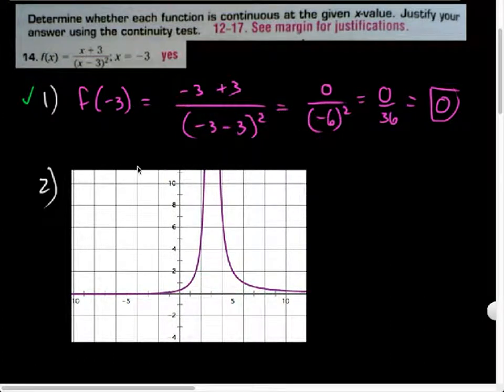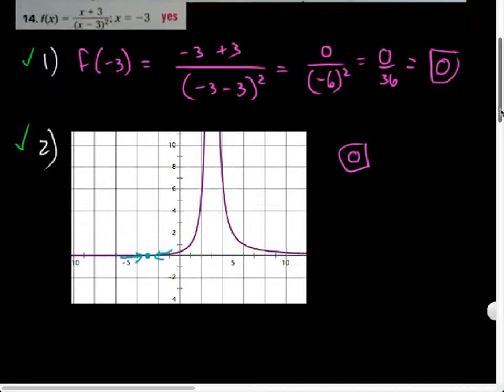Now, I'm interested in the point negative 3. So question, my friends, let's see, here's negative 1, negative 2, negative 3 right here. We've already decided that it exists at that point. The question I'm asking now is, does it approach the same value from the left and the right? Those two arrows are pointing at each other. So yes, it does. What value does it appear to be approaching? It appears to be approaching 0, right? It appears to be approaching 0 from the left and the right.